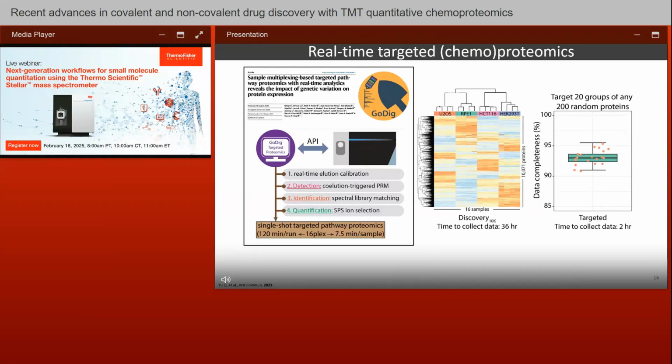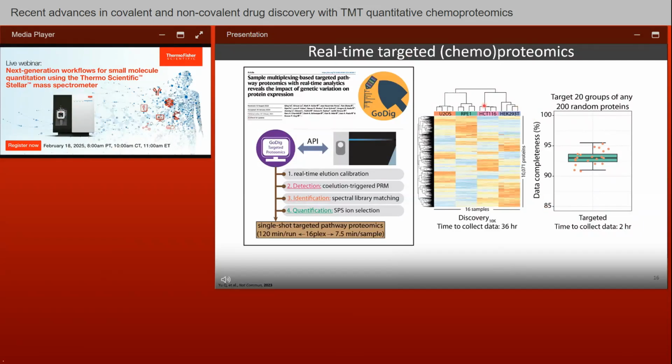What we came up with is trying to incorporate our recently developed real-time targeted proteomics workflow, which we call GODIC. Basically, GODIC makes decisions in real time to calibrate retention time, to detect peptides, and also identify them, followed by MS3-based quantification. So it's really accurate and sensitive, and can do single-shot targeted pathway proteomics. That's about 6 minutes per sample on average. We don't need to do any sample fractionation.